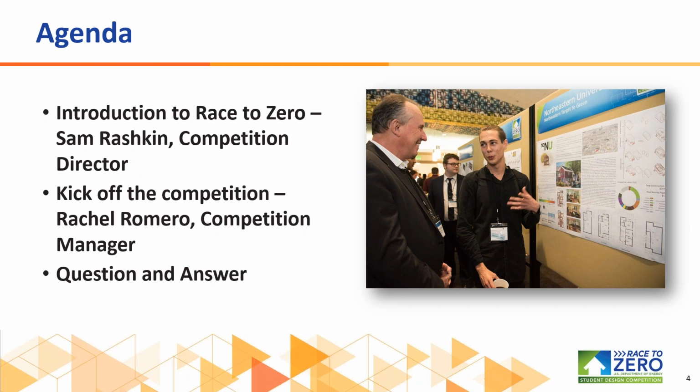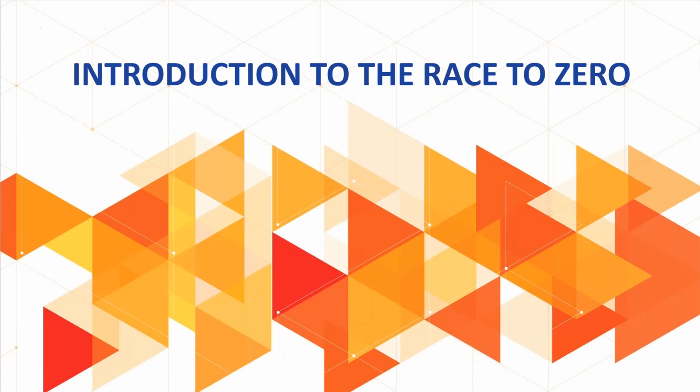So, Sam Rashkin is the Chief Architect of the Building Technologies Office in the Office of Energy Efficiency and Renewable Energy. He received his Bachelor of Architecture from Syracuse University and is a registered architect in California and New York. Sam has worked on the steering committee for USGBC's LEED for Homes, NAHB's Green Builder Guidelines, and EPA's WaterSense label, and also worked on EPA's Indoor Air Plus label. And now we would like to welcome our competition director, Sam Rashkin.